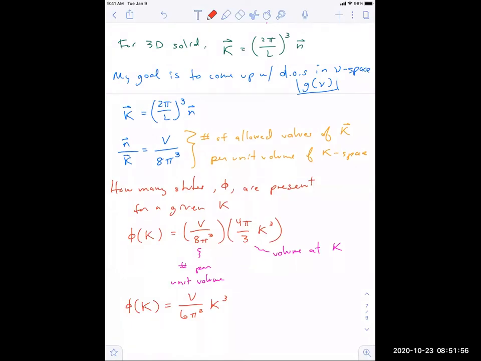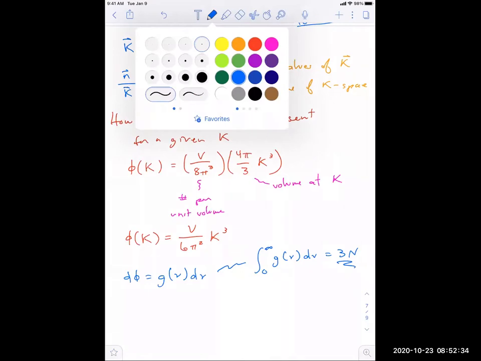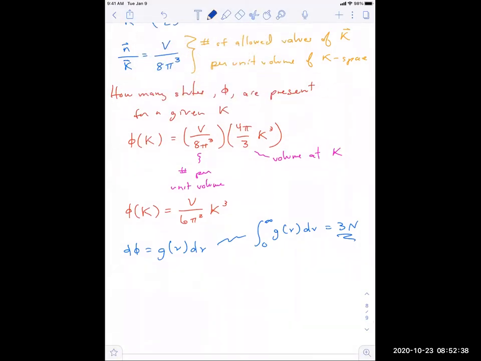So I know phi is the number of states. If phi is the number of states, I can say that d phi equals the density of states times the increment. Basically this comes from knowing that if I integrated the density of states from 0 to infinity, so over all frequencies, then I would return all of my possible states. So if I know this is true, d phi equals g of nu d nu, then I just rearrange and I can say g of nu is equal to d phi d nu. So the density of states is the differential of the number of states with respect to the increment in the variable we're interested in, which in this case is nu, the frequencies.